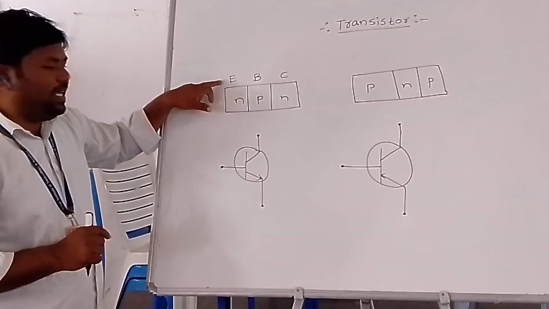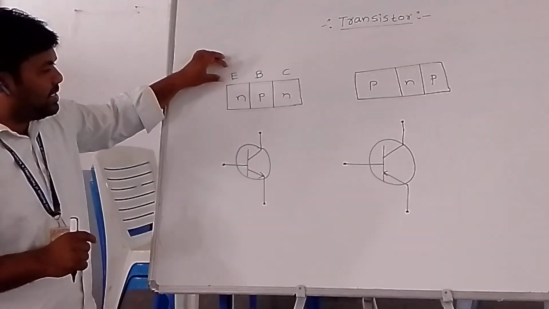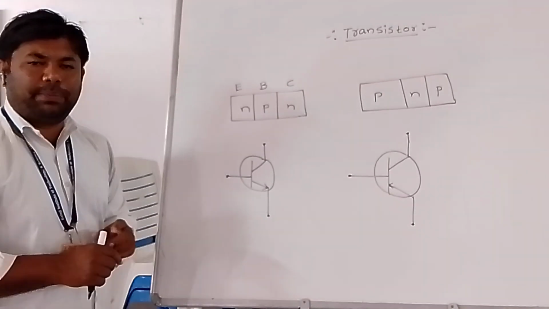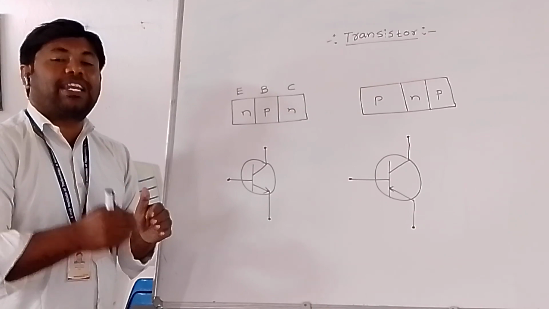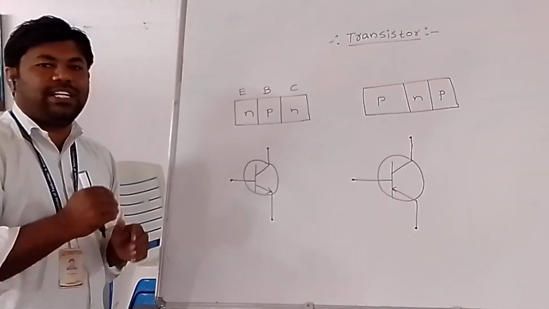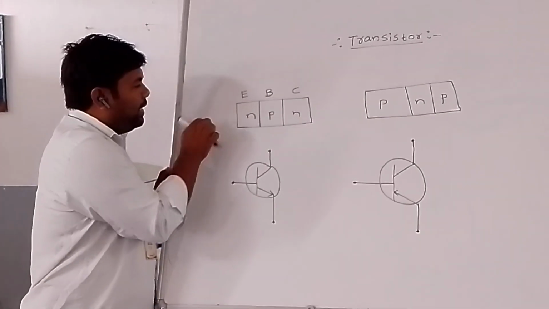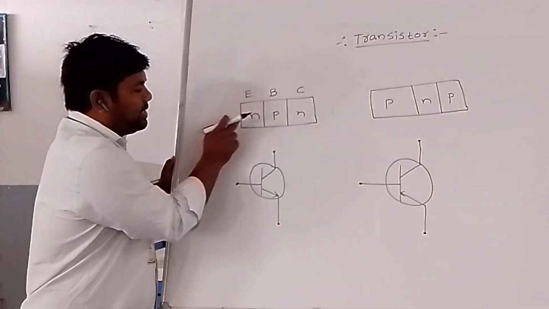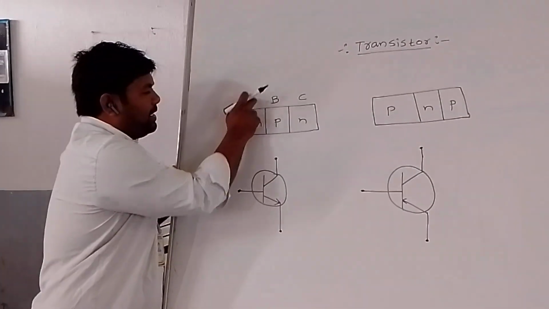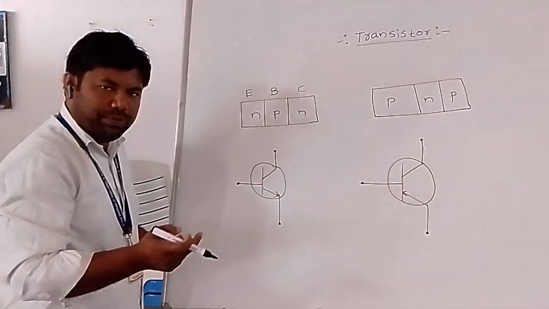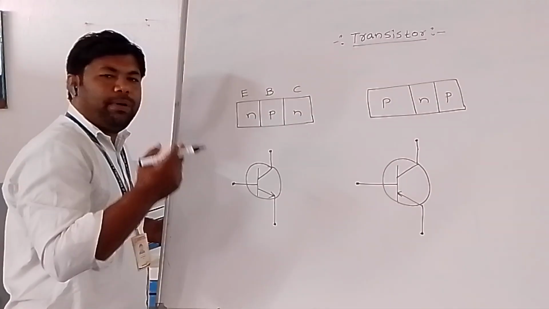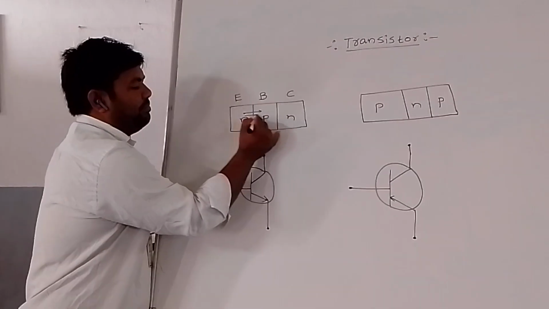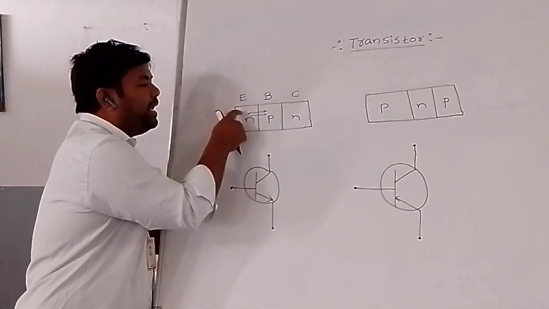So now what is meant by emitter? The emitter is a heavily doped region. Emitter terminal is heavily doped. That means a large number of electrons are transferred. For example, take the emitter side, which has N-type material. Emitter means N-type material. So this emitter terminal is heavily doped. Heavily doped means more electrons travel from the N side to the P side. So that is the job of the emitter terminal.